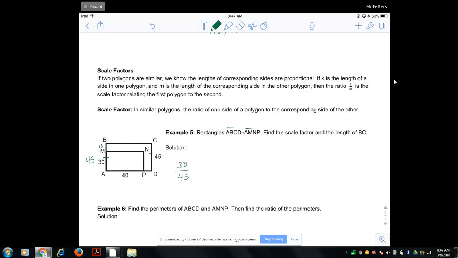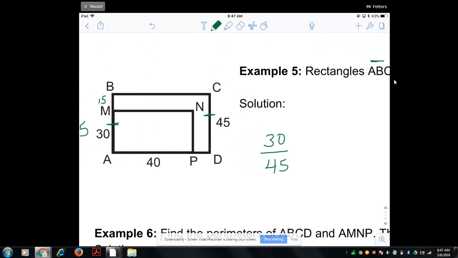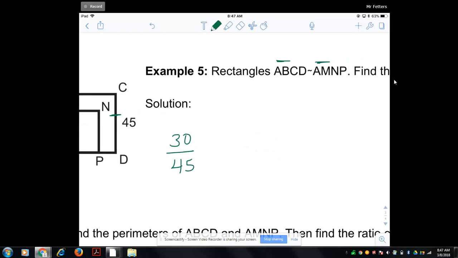So from there, I need to get the scale factor. So my scale factor is 30 to 45. But what I need to do is I always reduce. Okay? So 30 over 45, what's the largest number that I can divide out of both of those?